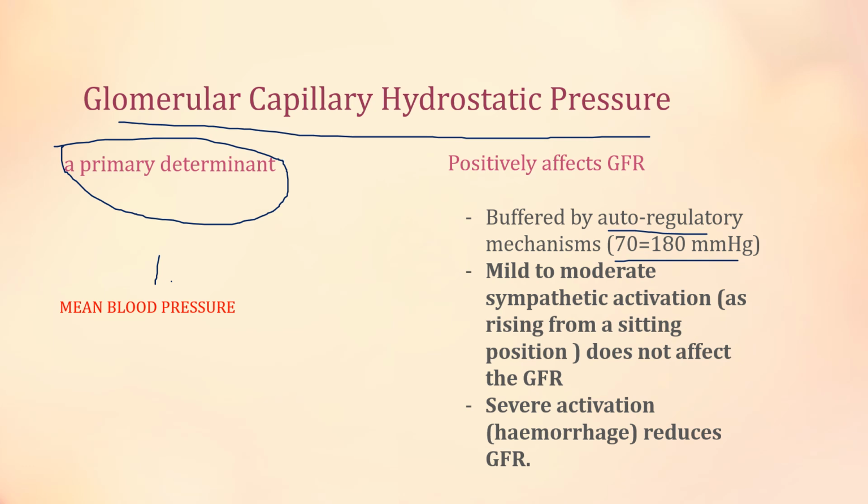So if one stands up from a sitting position, and that is very common, isn't it? While standing up from a sitting position, there is sympathetic activation, but there is only mild to moderate sympathetic activation, and that does not affect the GFR. While when one loses a large volume of blood, 10% or more, as in hemorrhage, as in road traffic accident, there is severe activation of the sympathetic nervous system, and that reduces the GFR.